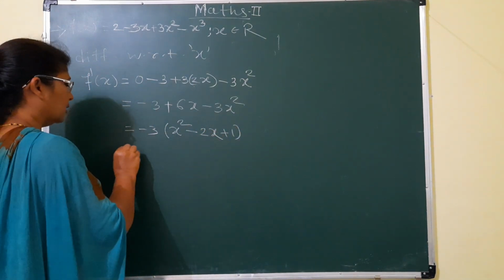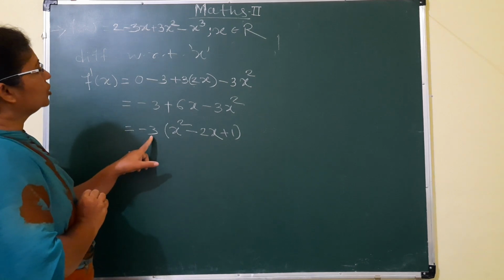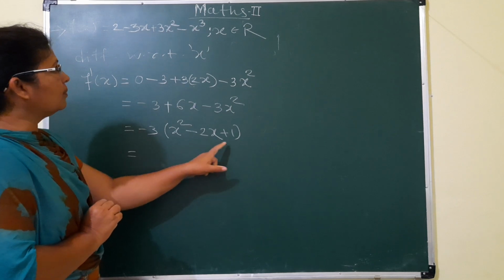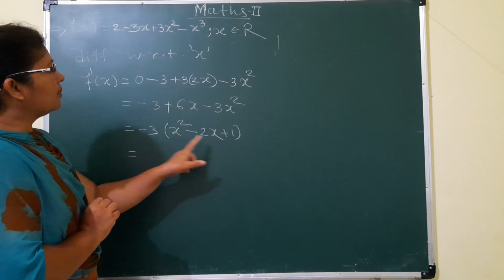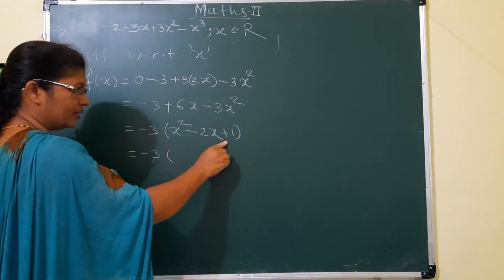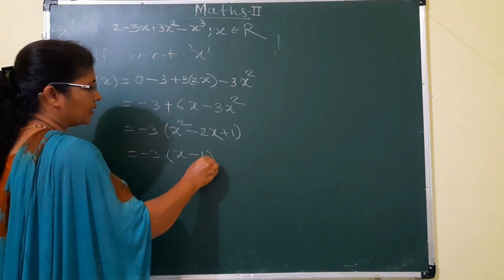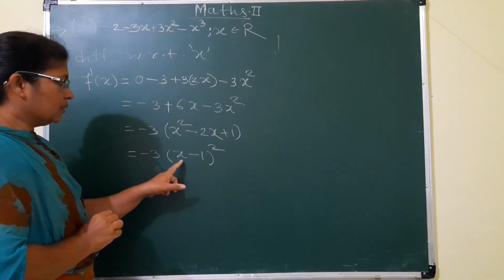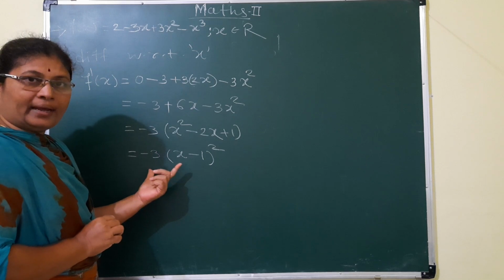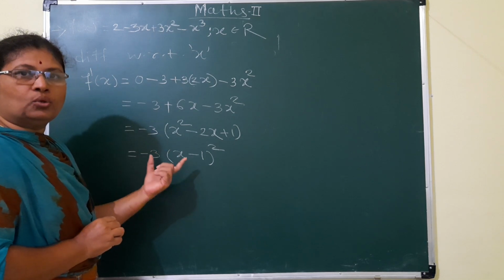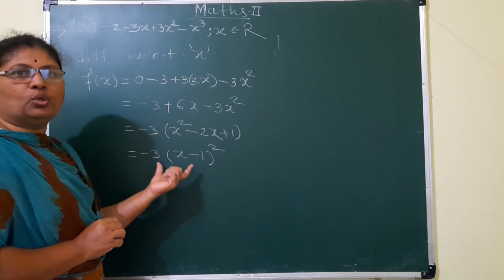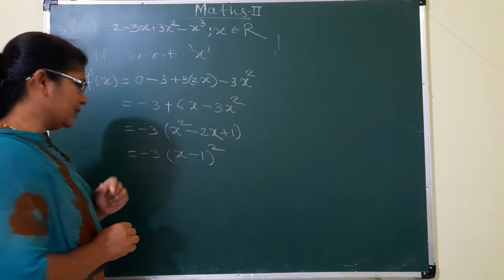Now look at this, this function is equal to minus 3 into, can I factorize this bracket? Yes, this bracket is the square of x minus 1, right? x minus 1 bracket square is there. Now look at this term. What I have to check? Whether this value is greater than 0 or less than 0.